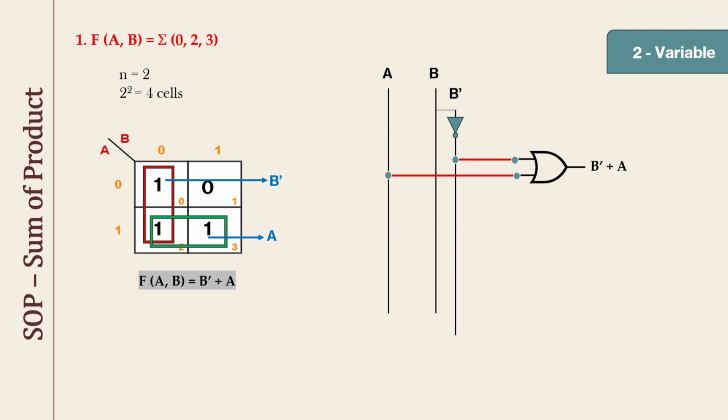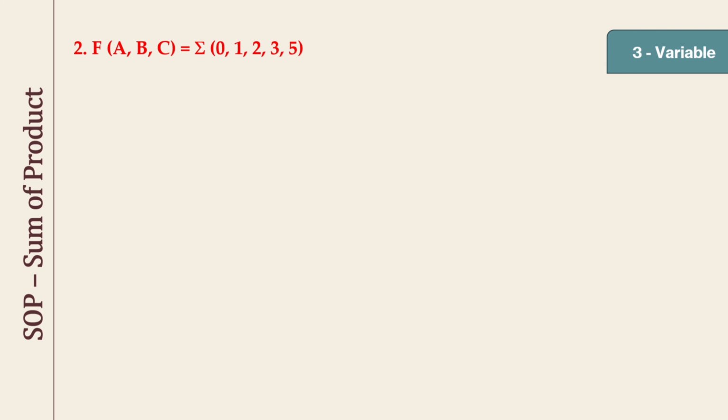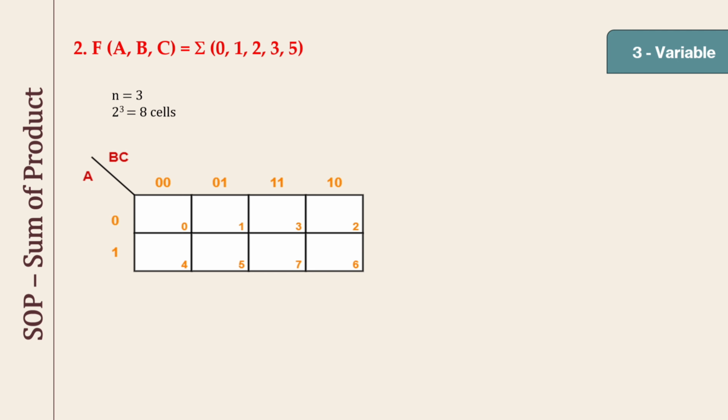Now let's move on to the 3 variable problems. In 3 variables, we have the question f(a, b, c) = summation of 0, 1, 2, 3, 5. Here we have 3 variables, so n is equal to 3. As per the formula, 2 power n is 2 power 3, which gives 8 cells. So we need an 8 cell K-map for solving this problem. Here we have our 8 cell K-map. For rows, we are considering A, and for columns, we are considering B and C.